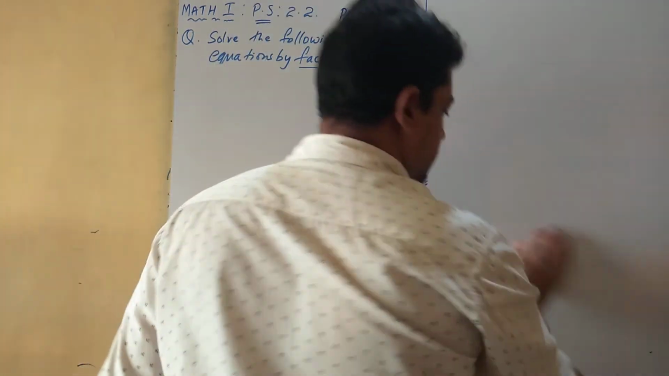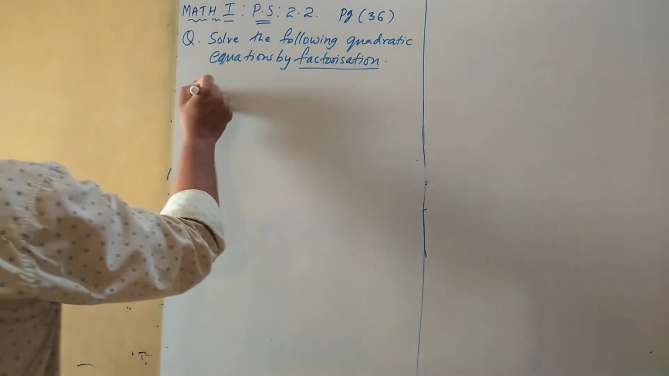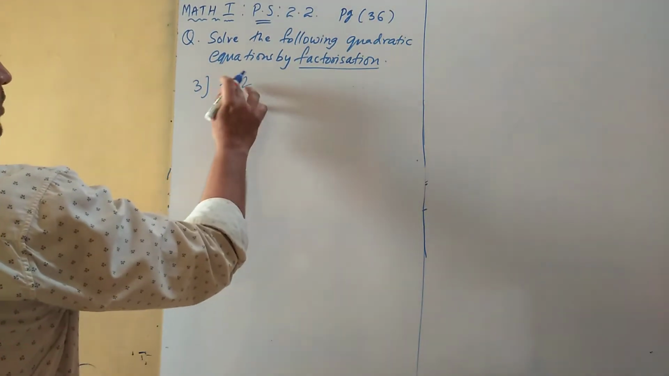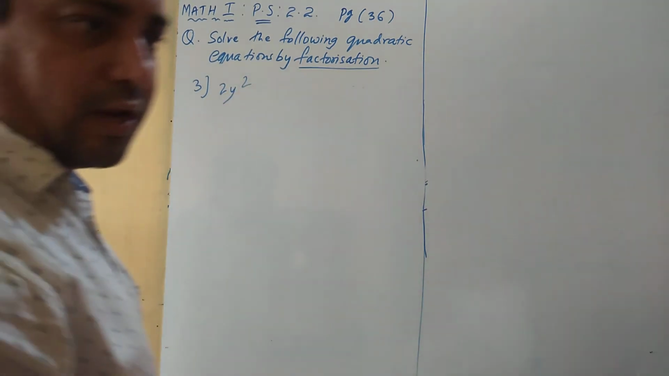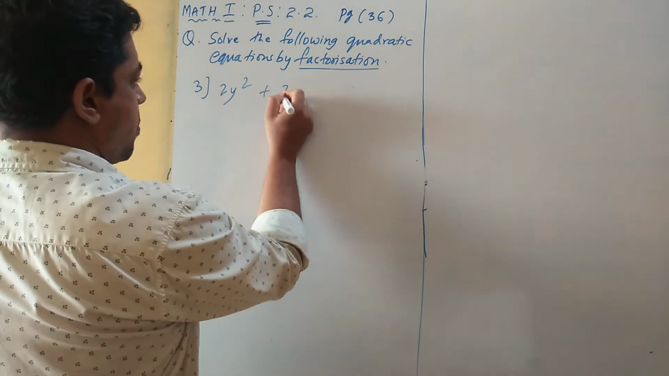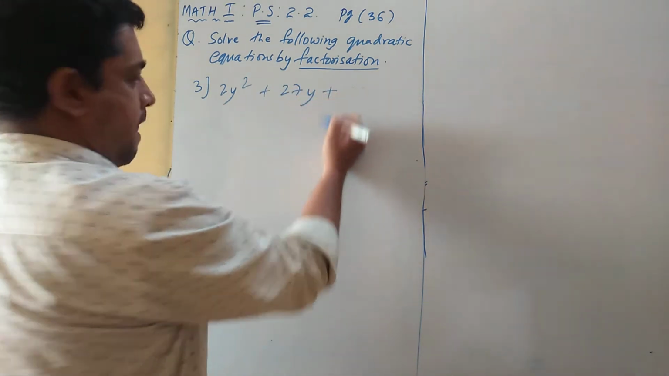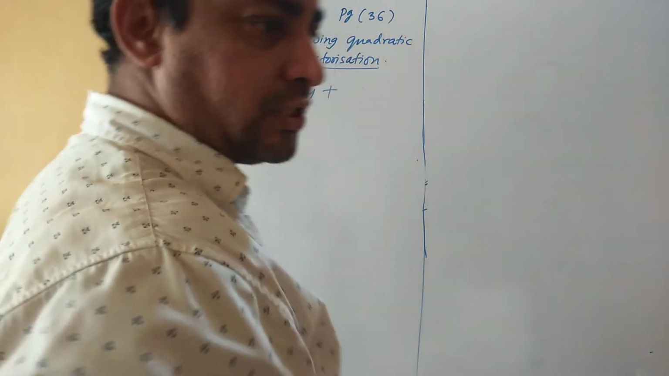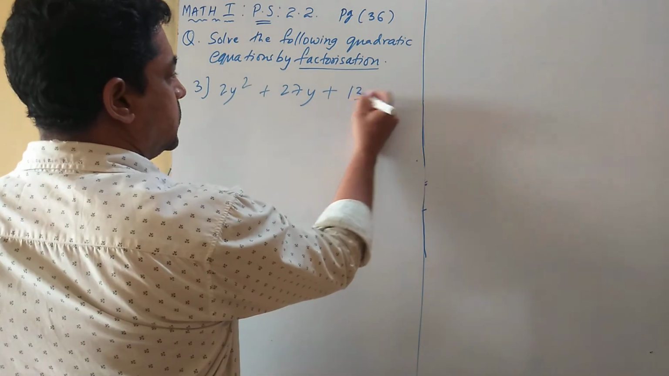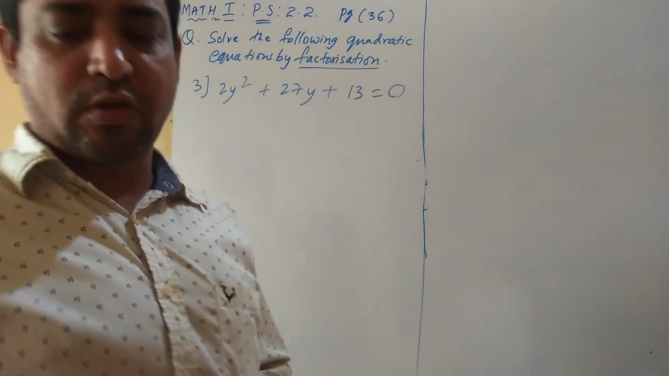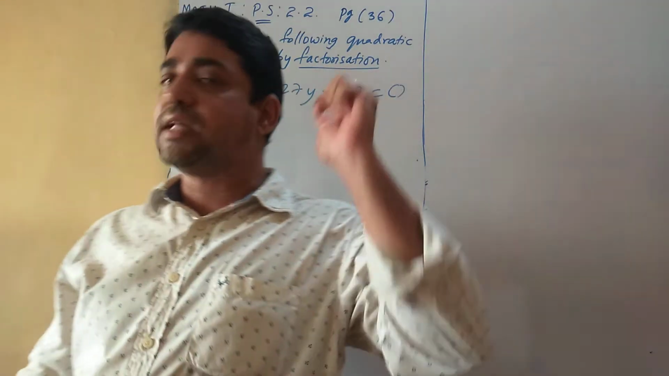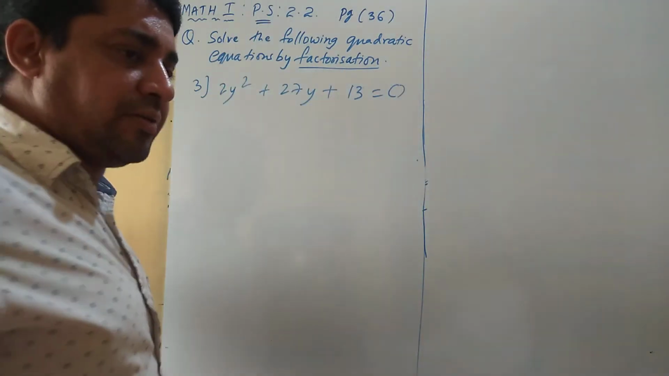Let's start with the third sum, which you will find a little different, I'll say. But let's check what the difference is there. If you identify it yourself, then you will understand it better. 2y square plus 27y plus 13 is equal to 0. Check what is the difference here between the first two sums we have solved and the third one.